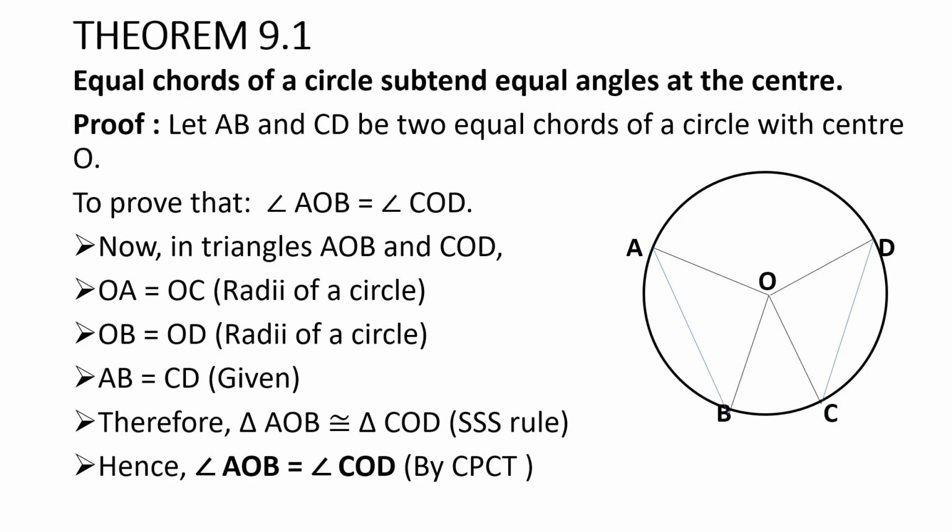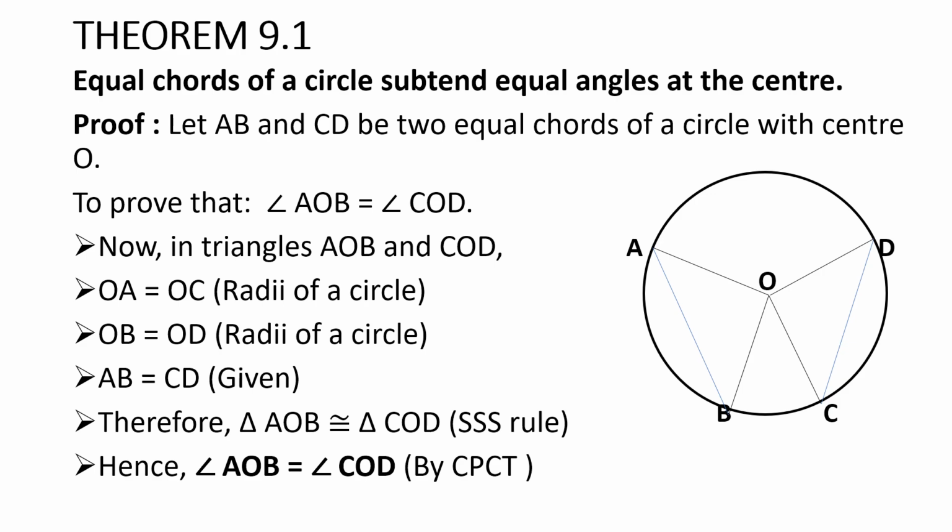Consider the triangles AOB and COD. OA is equal to OC because they are radii of the same circle. Similarly, OB is equal to OD. Again, they are radii of the same circle. AB is equal to CD is given. The chords are of equal length. Hence, by SSS rule, triangle AOB is congruent to triangle COD. So, by corresponding parts of congruent triangles, CPCT, we have angle AOB and angle COD are the same.